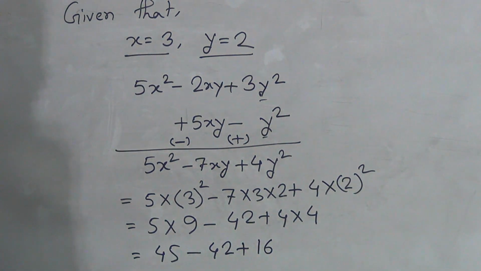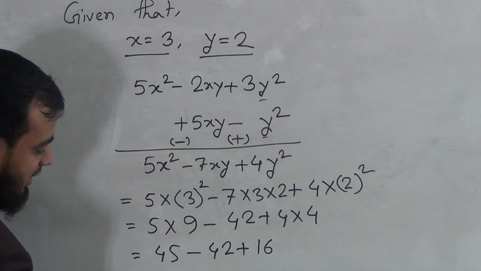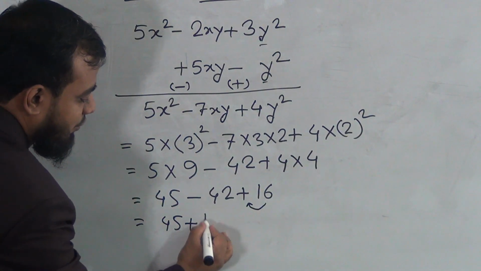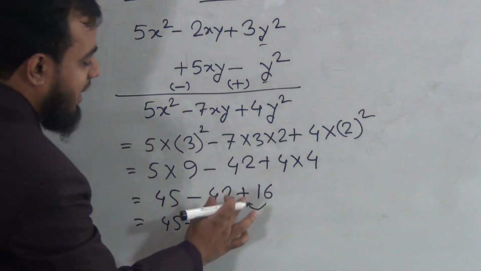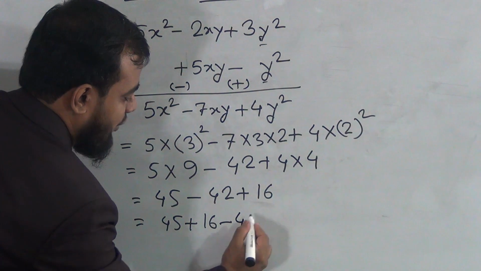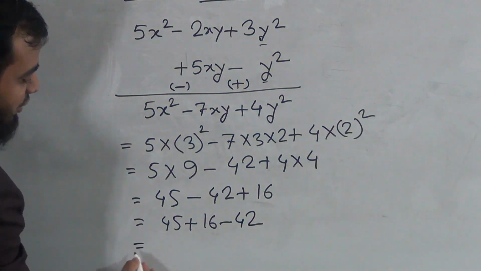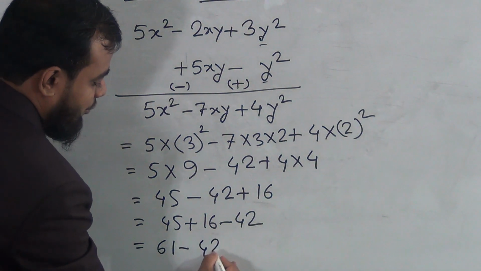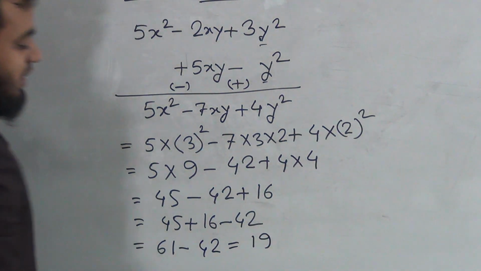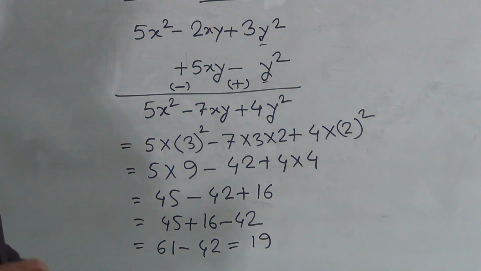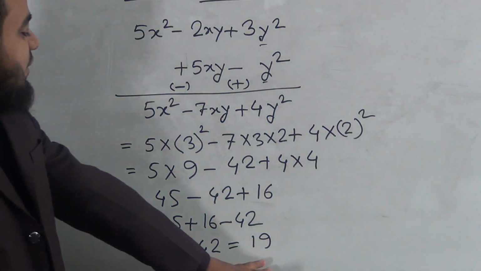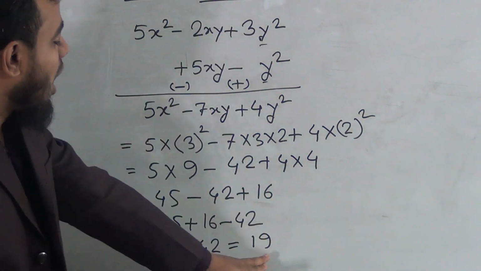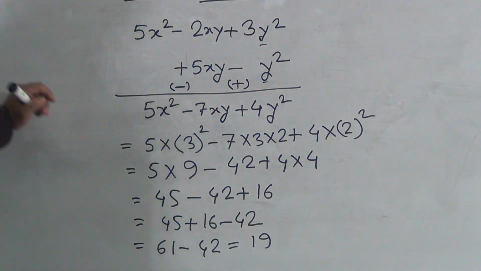Now arrange the plus sign and minus sign. This 45 has a plus sign and this 16 has a plus sign before it, so plus 16, and this minus sign will come later, minus 42. So the addition is 45 plus 16 equals 61, minus 42. That means this result will be 19. Okay, this is a simple calculation. That means our result of the subtraction, when we put x equal to 3 and y equal to 2, will be 19 for activity C.